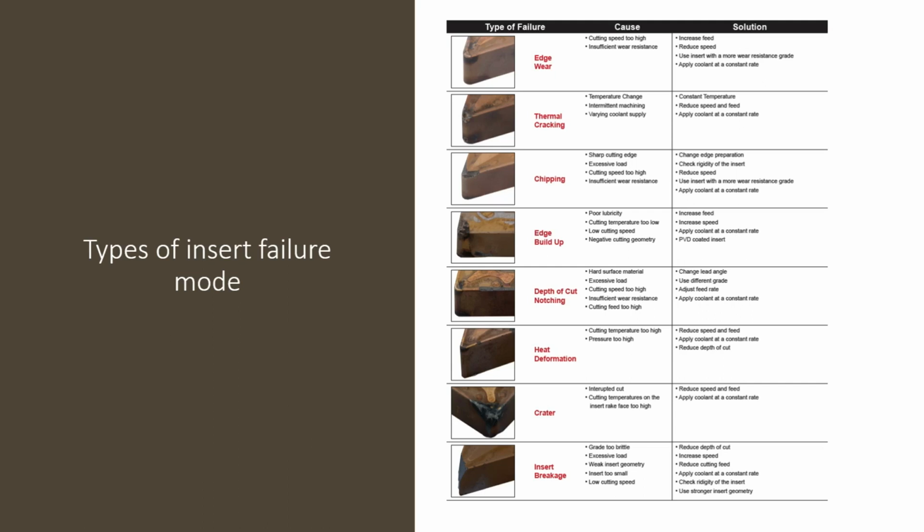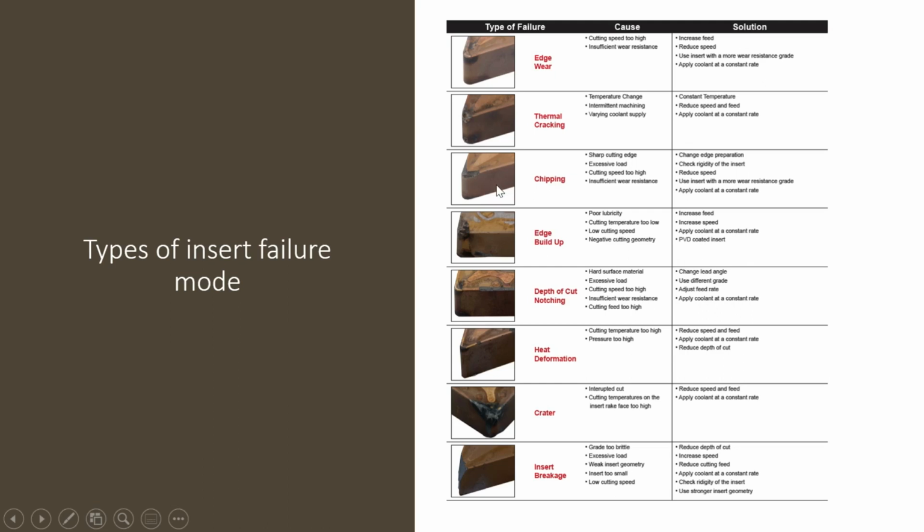Next is thermal cracking. You may observe that due to the increase in temperature at the surface, this failure occurs, and the reason for that will be temperature change, meaning higher friction will be developed between tool and workpiece. So for that, we have to reduce the temperature. The solution will be to maintain the temperature or apply the proper coolant, or you can reduce cutting speed and feed.